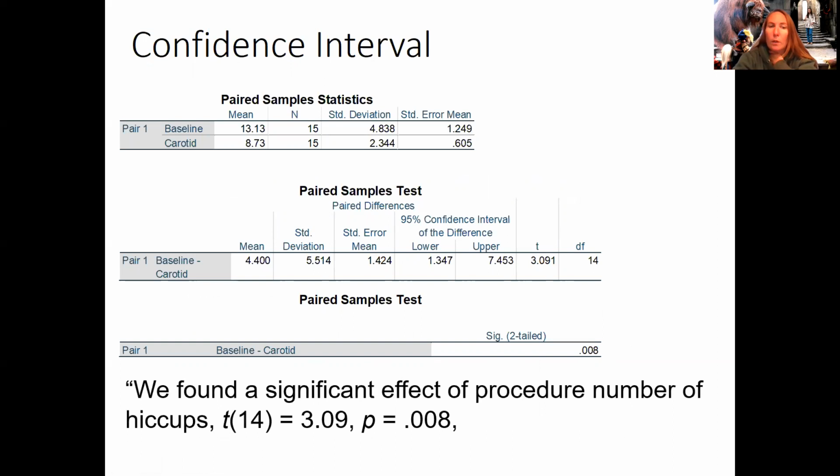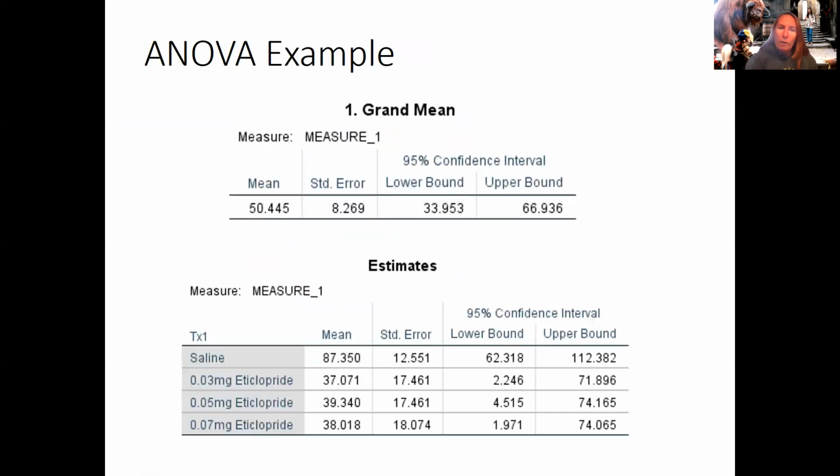Okay. So here's an example of a paired samples t-test, which is a within test. This looks different from what I was just showing you for a between test. I also want to point out, let me go back.